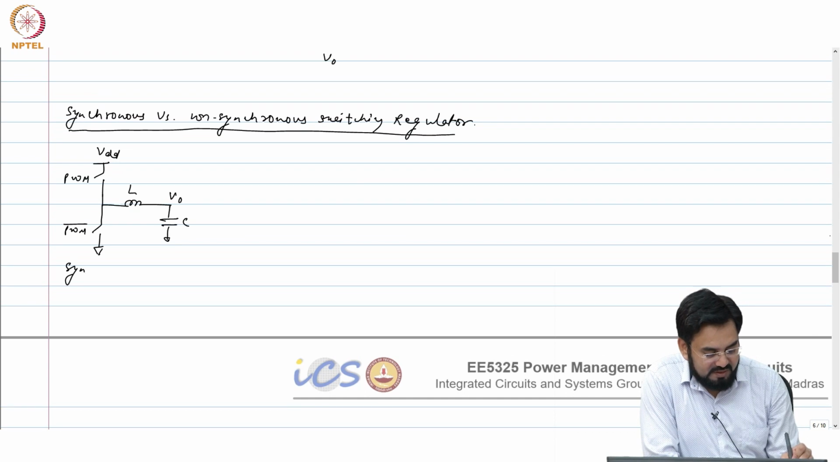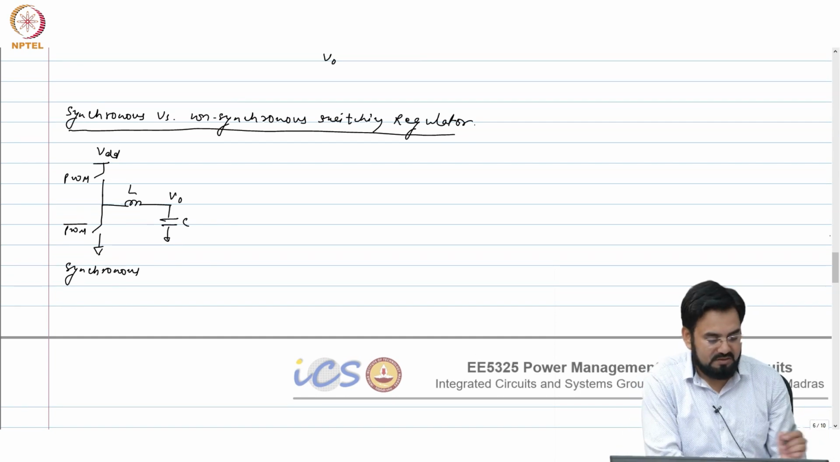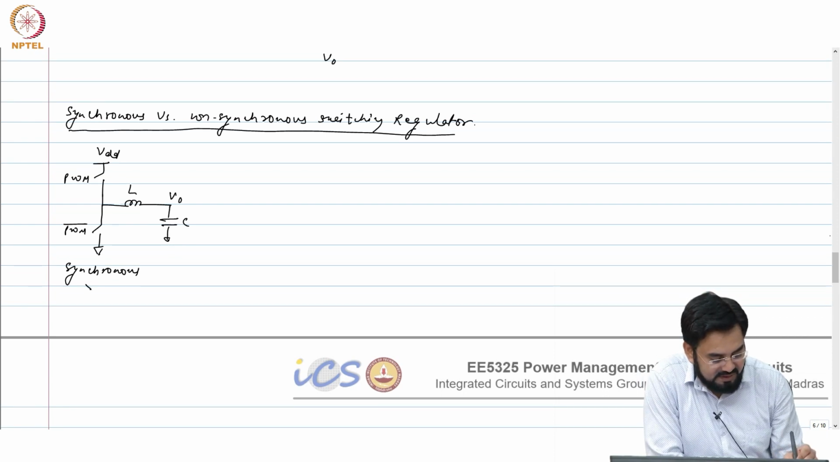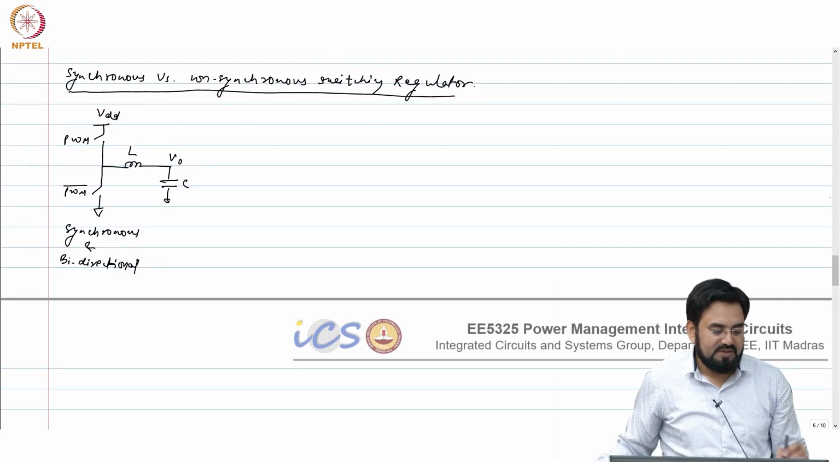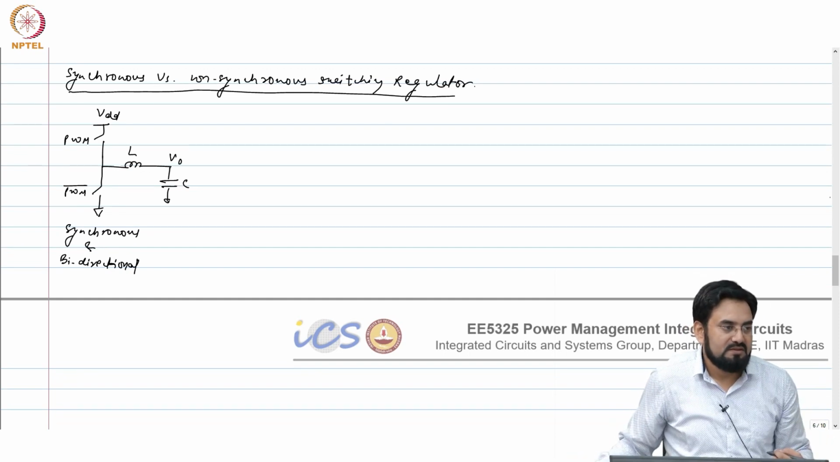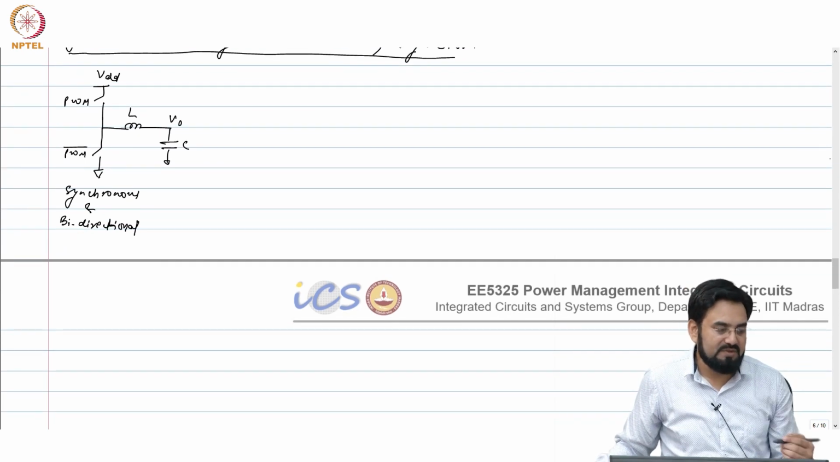So this is your synchronous, because both the switches are driven by the clock in this case, and this is synchronous and bi-directional. So it can sink the current and source the current both, because this bottom switch can conduct and it can draw the current from the output.